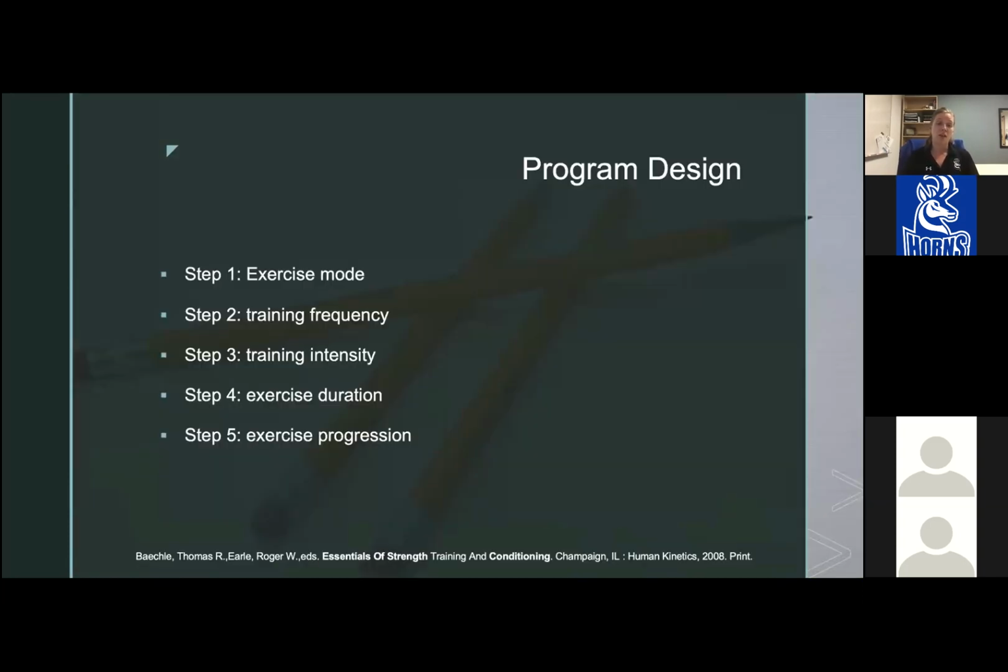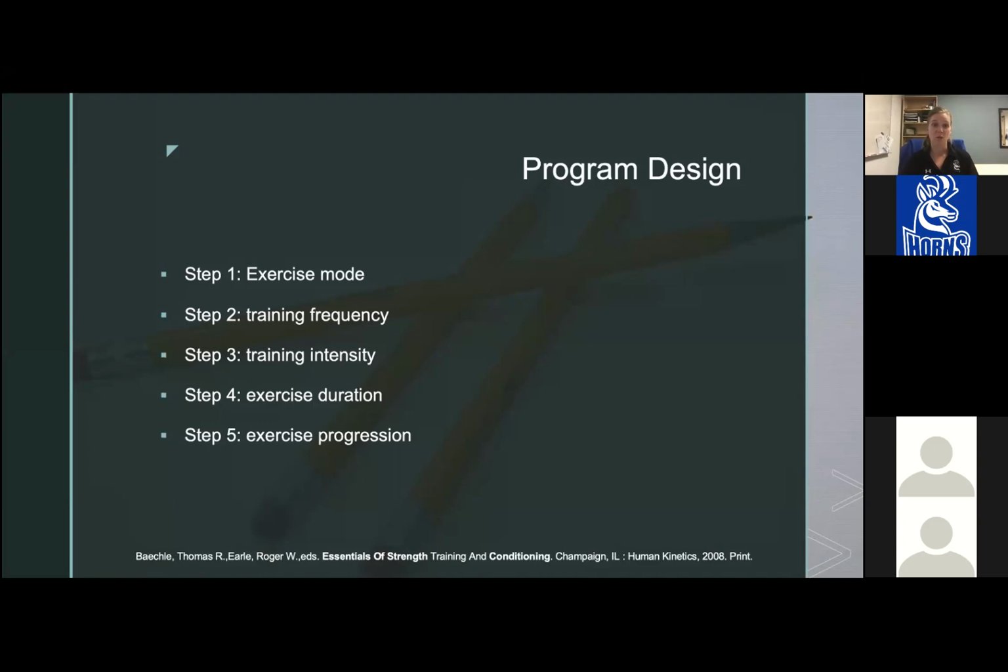So looking at very basic program design, like I said, I think program design could be 50 slides on its own, but this is essentially when we look at the train-to-train model. So when we have these younger athletes in our space, how do we go about creating a program for them, and what essentially goes into it?